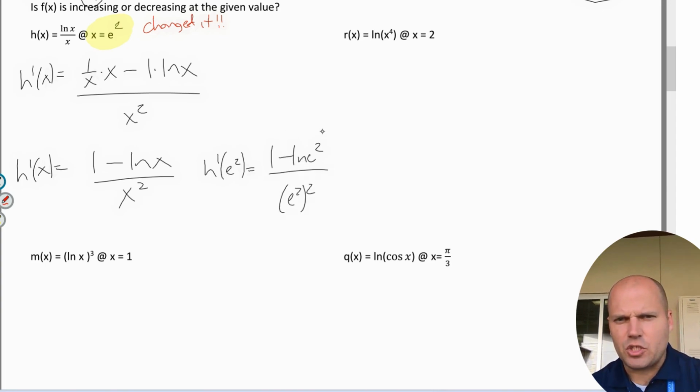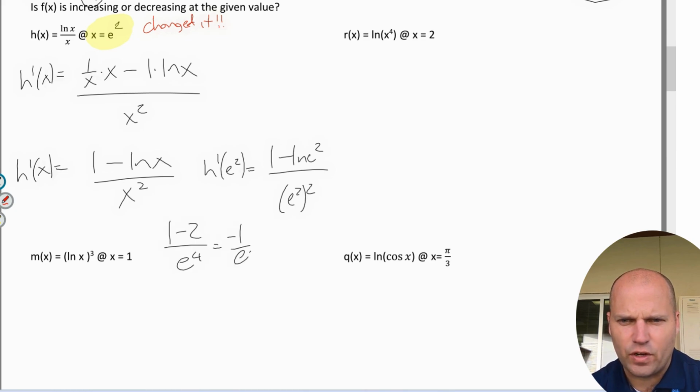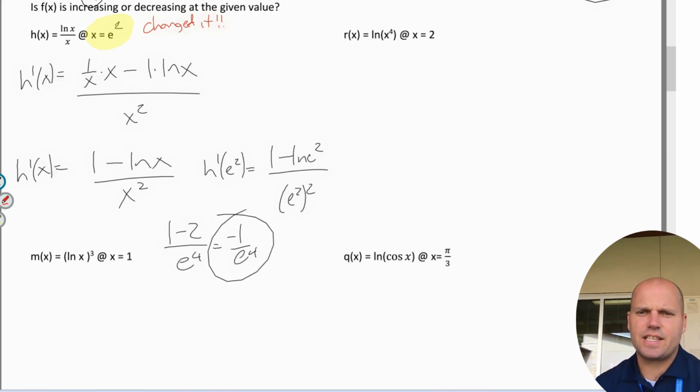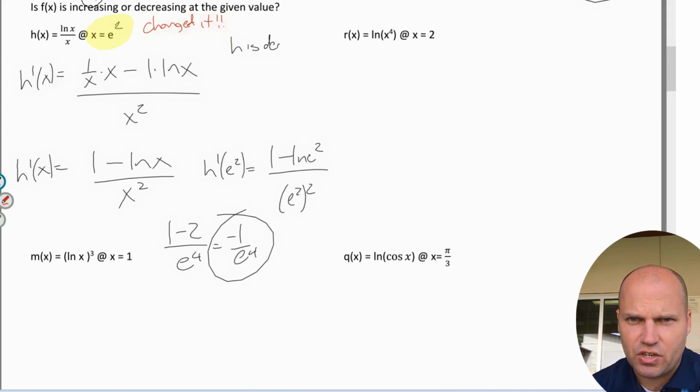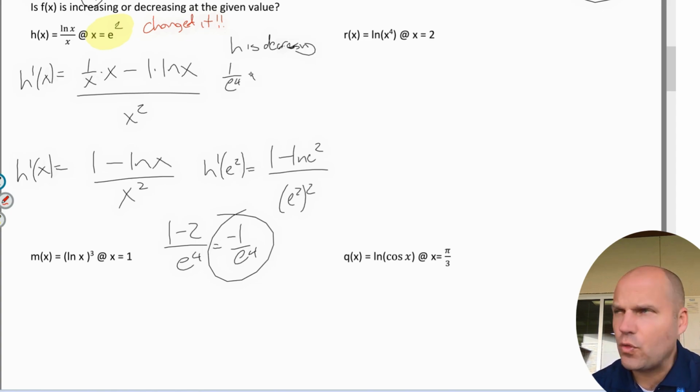Okay, natural log of e squared is 2. So I have 1 minus 2 over e to the 4th. That's negative 1 over e to the 4th. This is negative. So we would say h is decreasing 1 over e fourth y per x at x equals e squared.